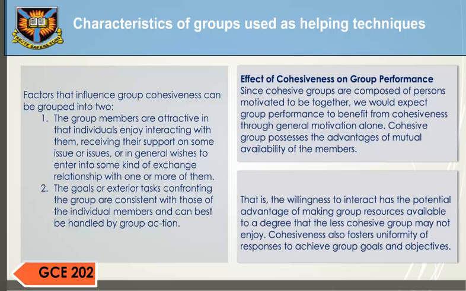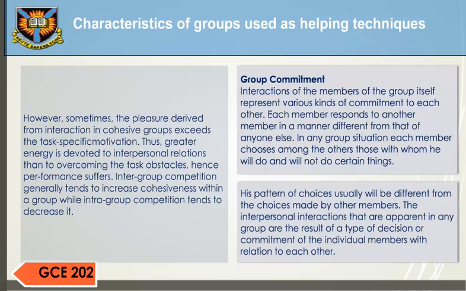Cohesiveness also fosters uniformity of responses to achieve group goals and objectives. However, sometimes the pleasures derived from interaction in cohesive groups exceed the task-specific motivation. Thus, greater energy is devoted to interpersonal relations than to overcoming the task obstacles. Hence, performance suffers. Intergroup competition generally tends to increase cohesiveness within a group, while intragroup competition tends to decrease it.